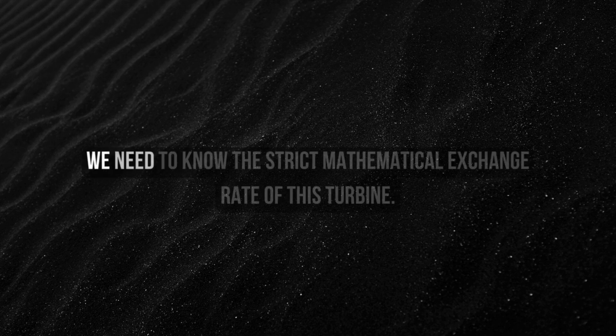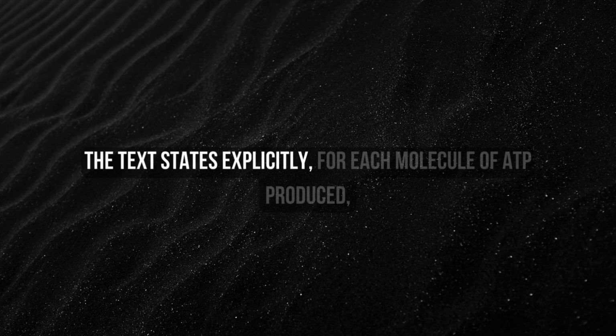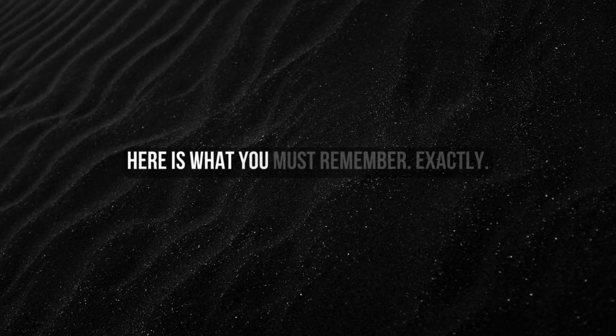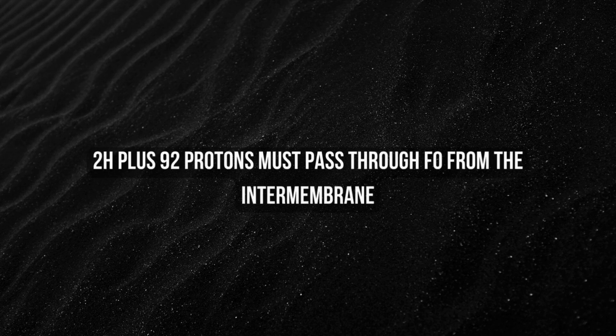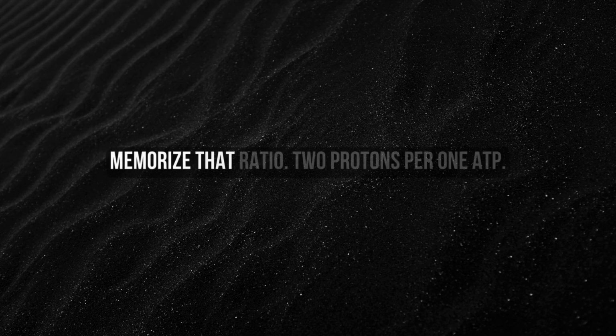And for the exams, we need to know the strict mathematical exchange rate of this turbine. The text states explicitly, for each molecule of ATP produced, exactly how many protons must pass through the F0 channel? Here's what you must remember. Exactly 2H+, 2 protons, must pass through F0 from the intermembrane space back to the matrix to synthesize 1 ATP. Memorize that ratio. 2 protons per 1 ATP.